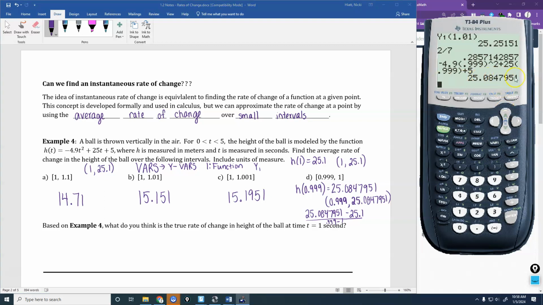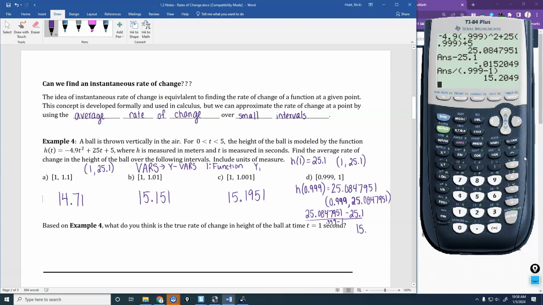There. And so in the calculator, if you got the newer calculators, you can just hit the up button. It's going to grab that number and you can use it. Or if you have the older calculators, if you hit the minus key, it's going to automatically subtract from what was before it. It's going to put that answer up there. So we'll have that minus 25.1, or you can just type the whole thing in. So we got that. Make sure you hit enter. And then we're going to divide by, I'm going to use some parentheses here, 0.999 minus 1, which is going to be negative 0.001 there. And so we get 15.2049.